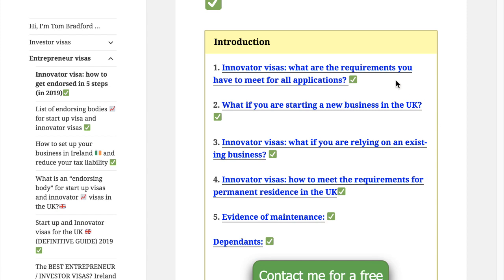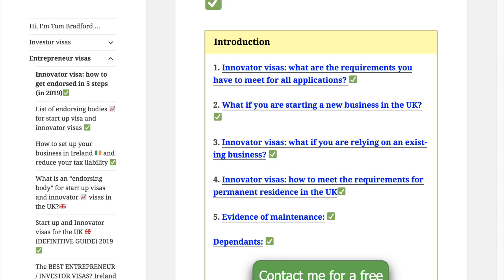So what are the key requirements you need to meet? What if you're starting a new business in the UK? What if you're relying on an existing business? Then how to meet the requirements for permanent residence in the UK and thinking about that in advance. And then the evidence of maintenance.